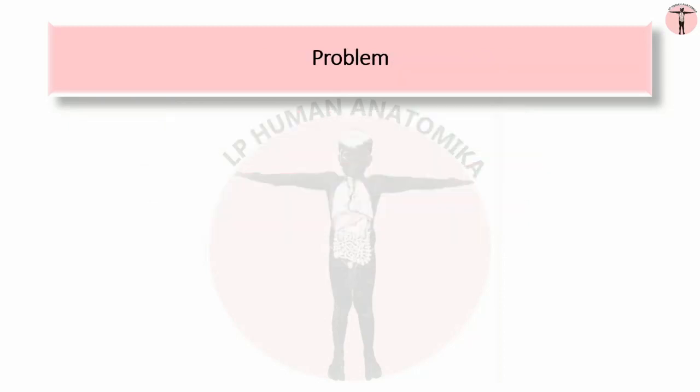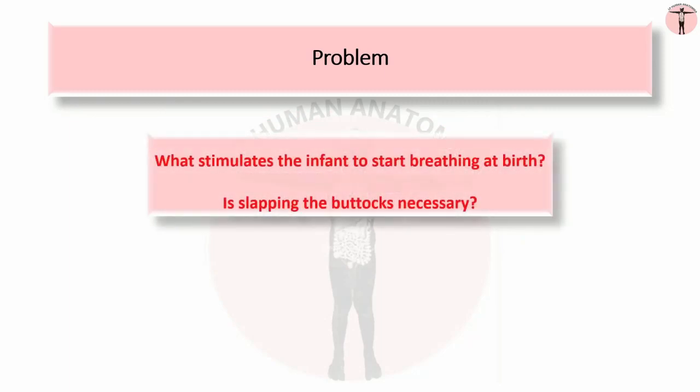Now coming to the questions, hope you would have analyzed the answers. So what stimulates the infant to start breathing at birth? Is slapping the buttocks necessary? So the answer is multiple stimuli initiate breathing at birth. Okay, slapping the buttocks is usually not necessary.